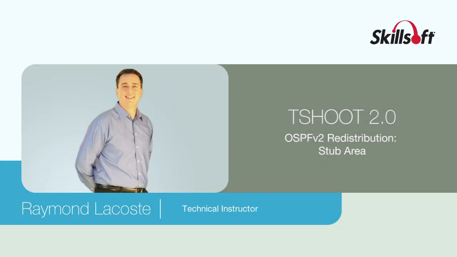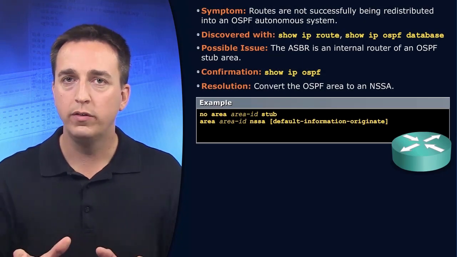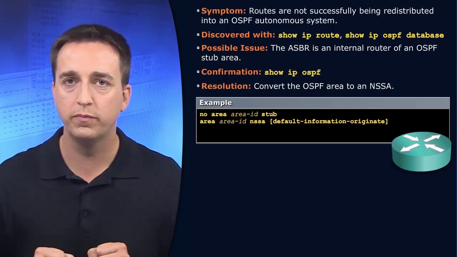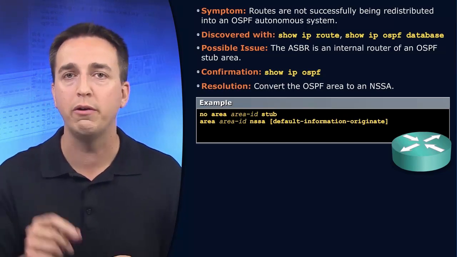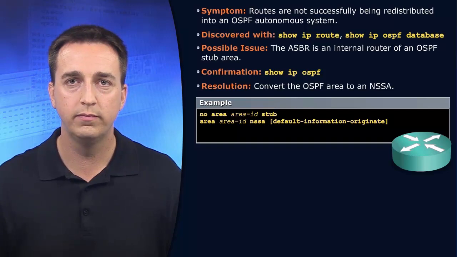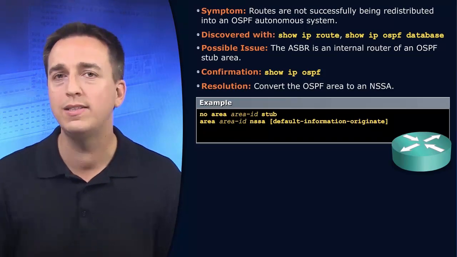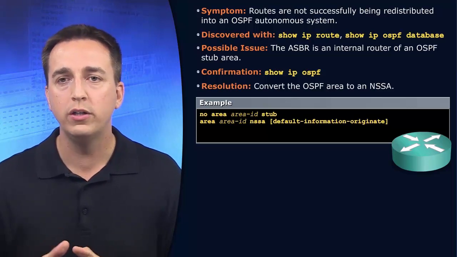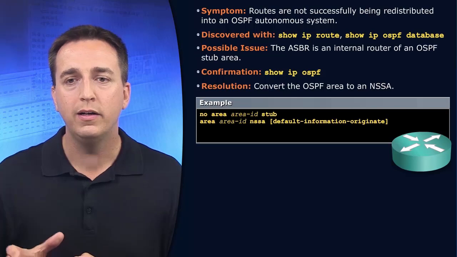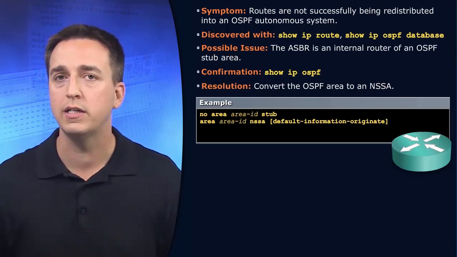Picture this scenario. You have an area that is configured as a stub area. And that stub area has a router that's connected to another routing domain. It could be EIGRP. Or let's say it has an interface that you want to have redistributed, the network on that interface redistributed into the OSPF process.